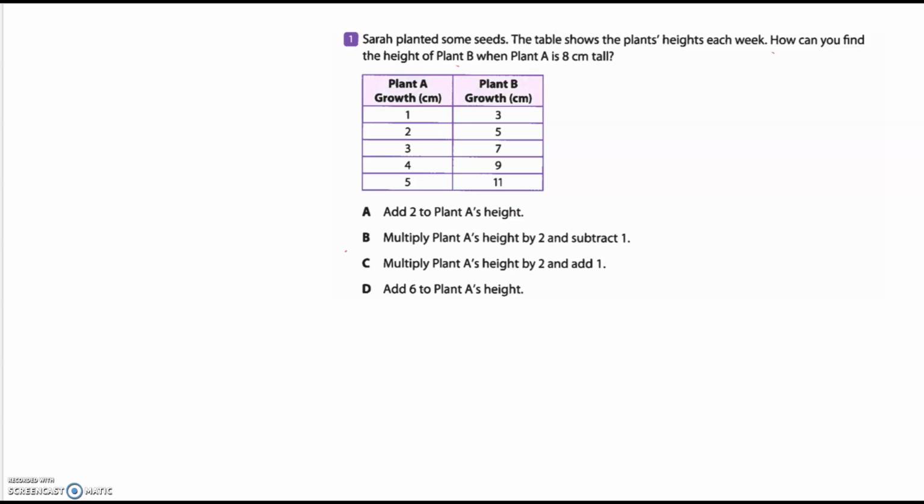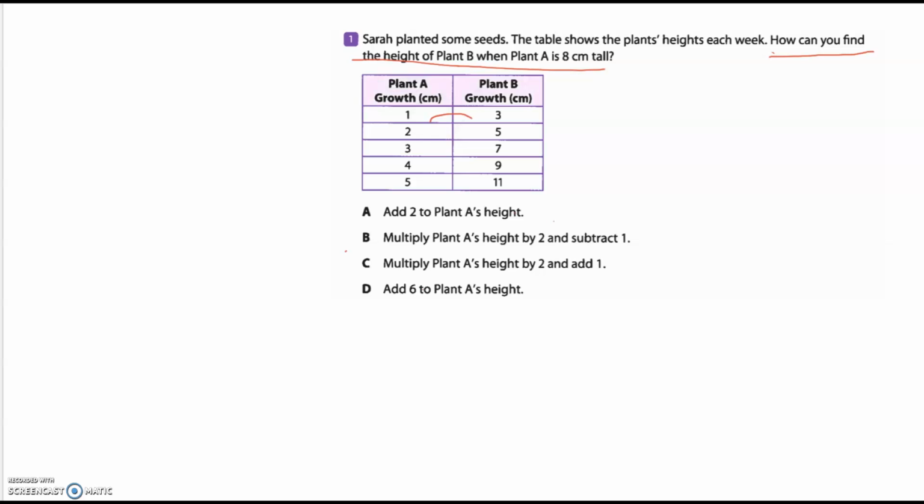So first of all, number one, Sarah planted some seeds. The table shows the plant's heights each week. How can you find the height of plant B when plant A is 8 centimeters tall? Notice that all of my answer choices are actual rules for what I am doing in the table. When they've given you that, it's much easier, rather than trying to figure out what the rule is, just to try each rule and figure out which one fits.